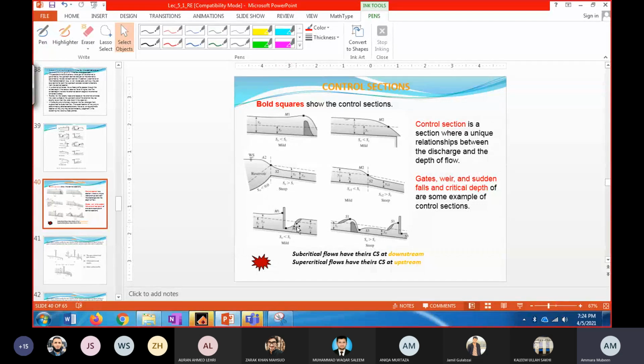Whenever supercritical flow changes to subcritical flow, a hydraulic jump is formed. Whenever the depth approaches the critical depth line from supercritical to subcritical, a lot of energy is dissipated in the form of a hydraulic jump.